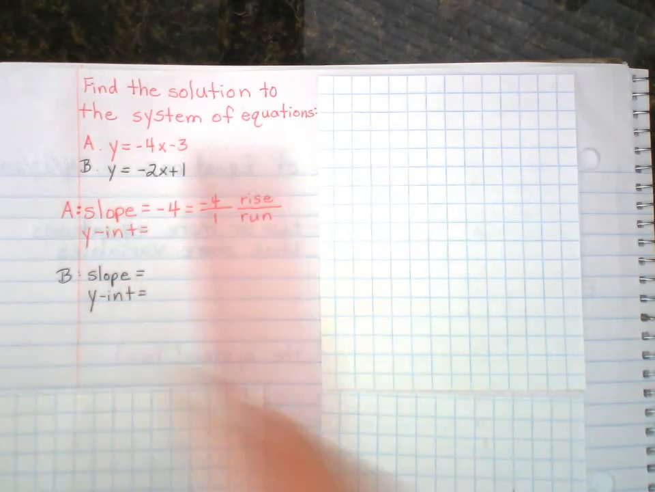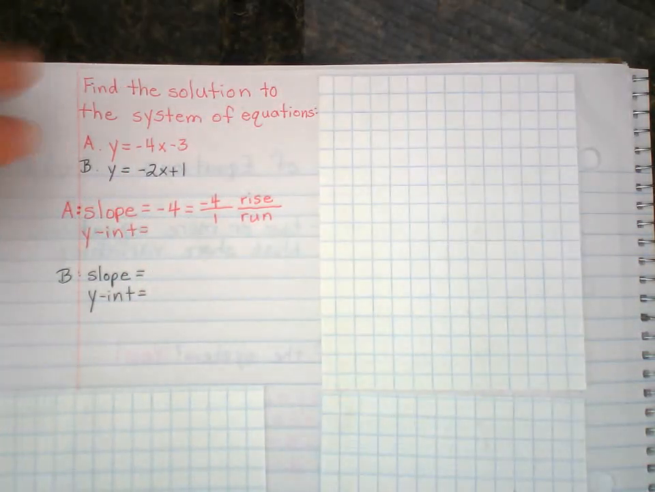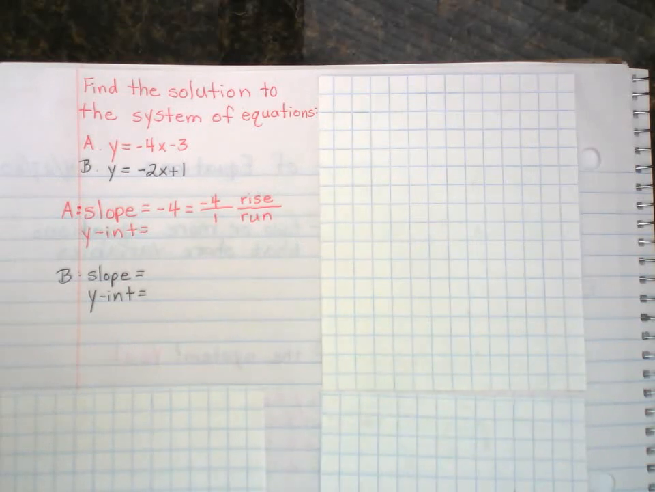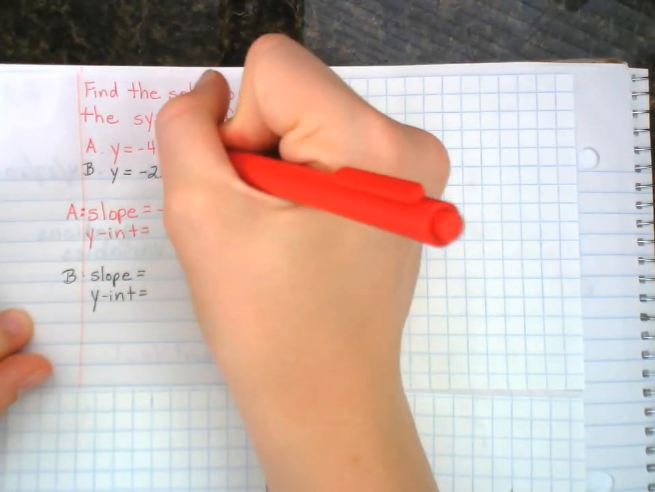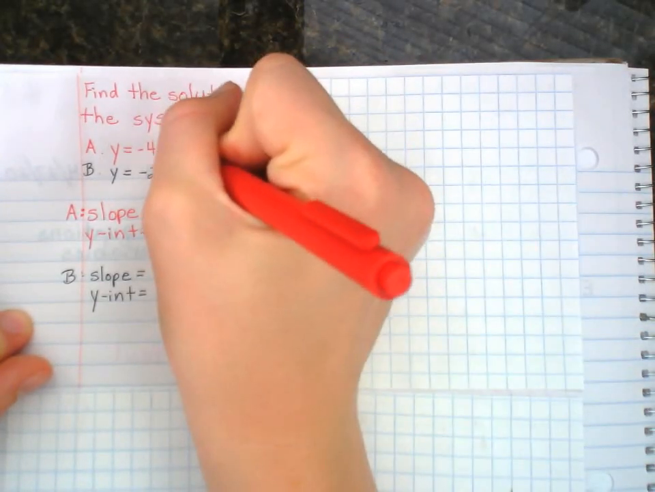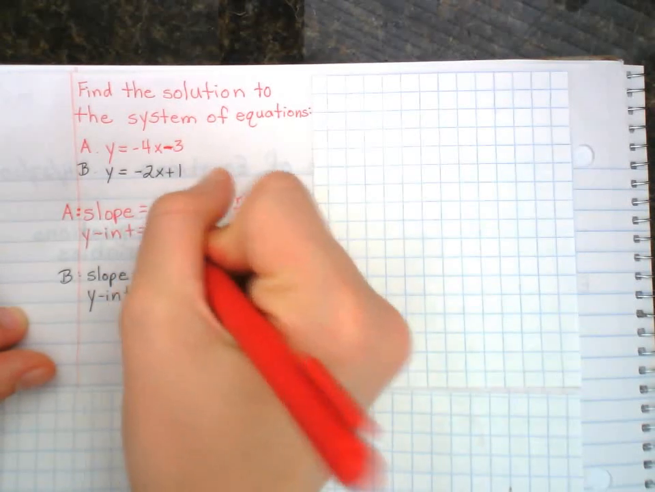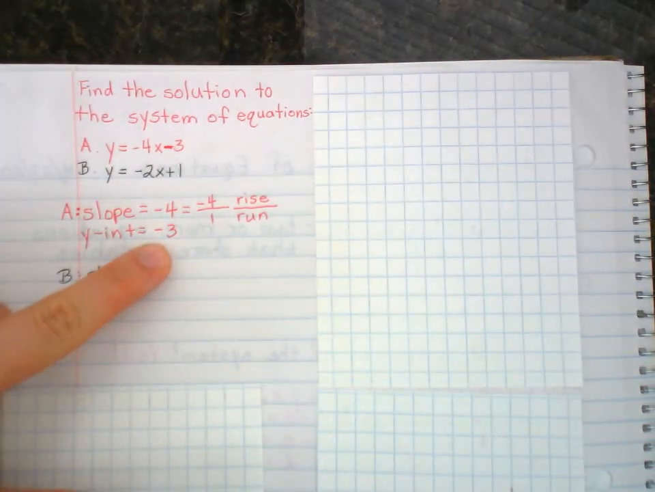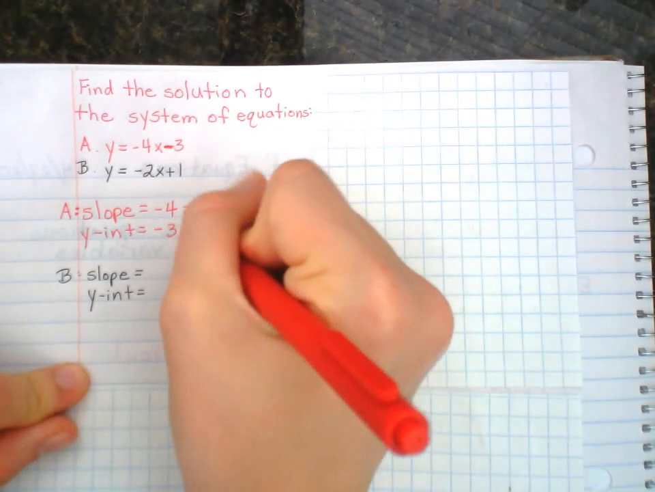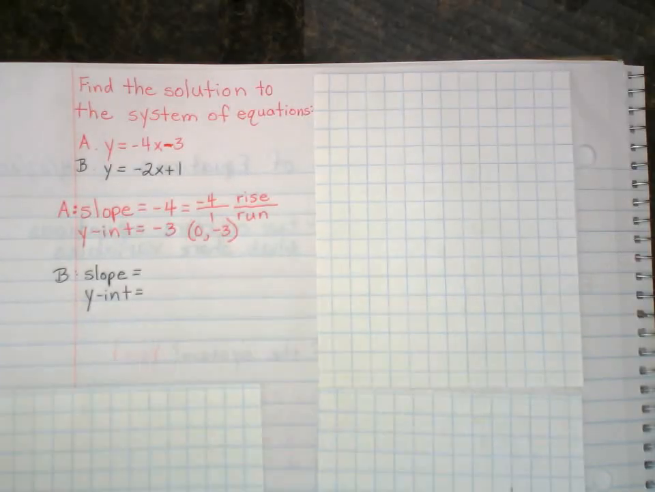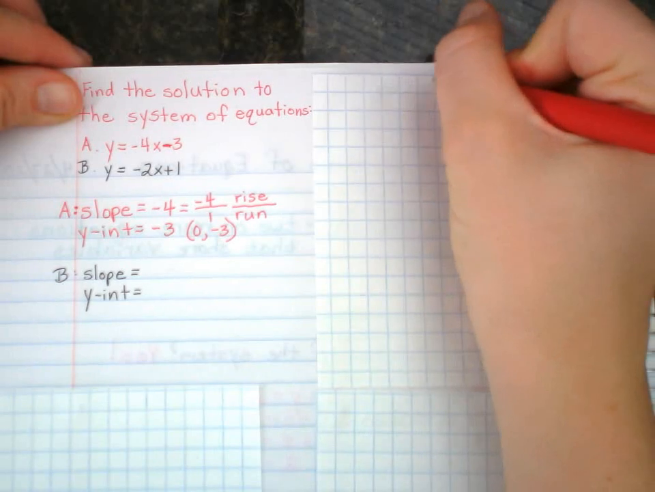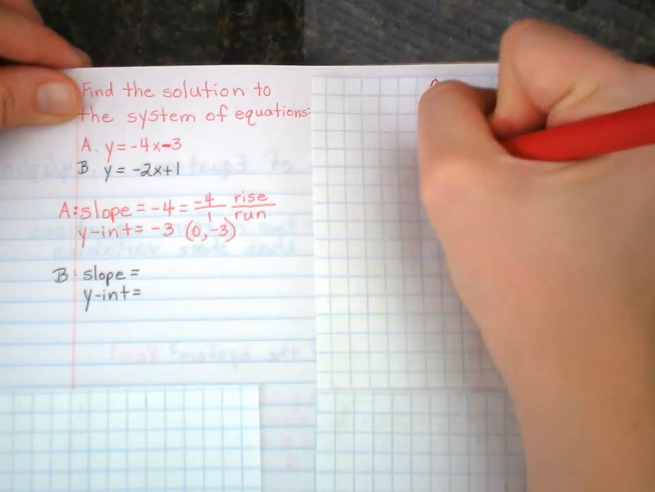Down 4, right 1. Okay, what's b? What's our y-intercept? Y equals mx plus b. So that means our y-intercept is negative 3. So remember, y-intercept, guys, is when x is 0. So it's at 0, negative 3. It's on the y-axis. So right off the bat, we can put this on our graph.